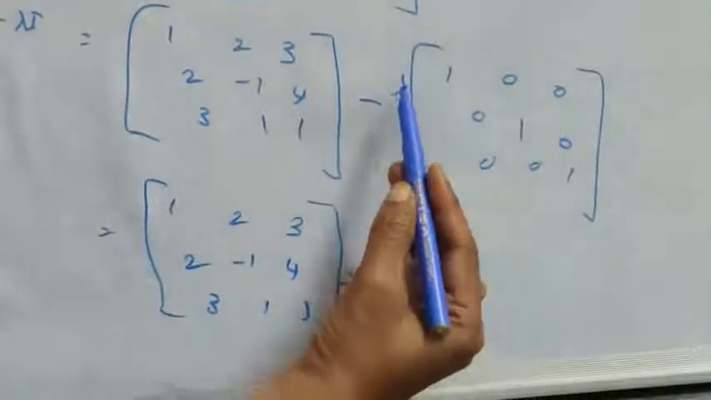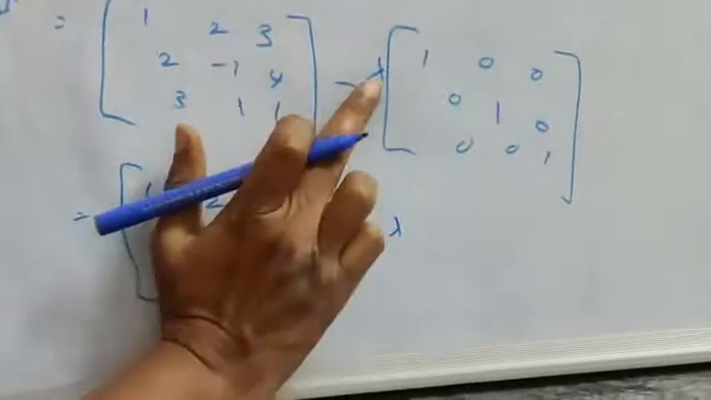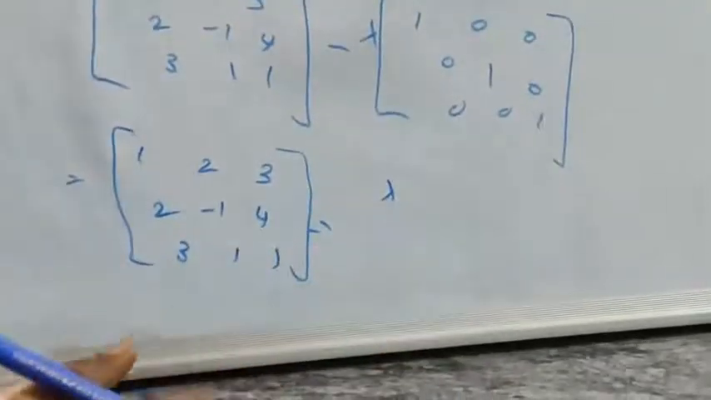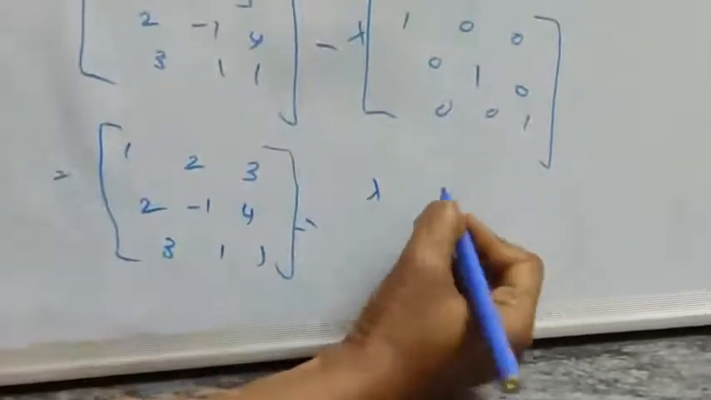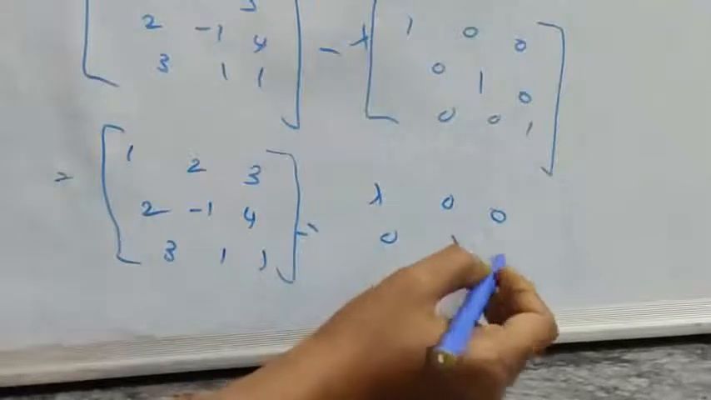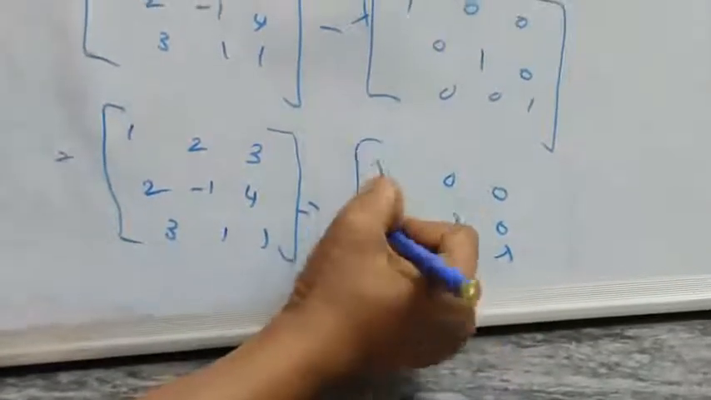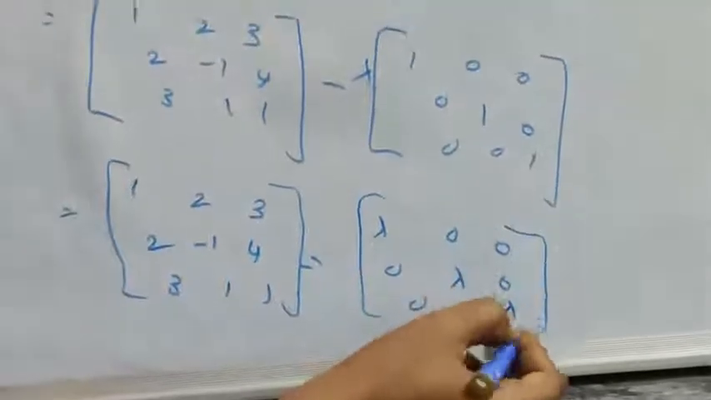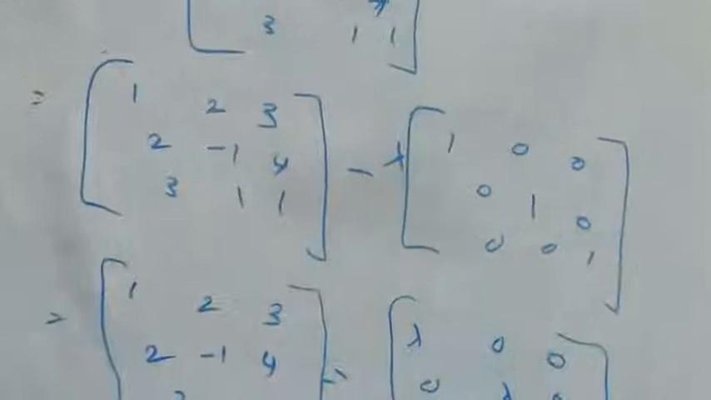Next, lambda into 1, lambda. Okay, multiply lambda with these terms. What you will get here? Lambda 0, 0, 0, lambda 0, 0, 0, lambda. Except the diagonal elements, all the elements become 0 because 0 and anything becomes 0 only.